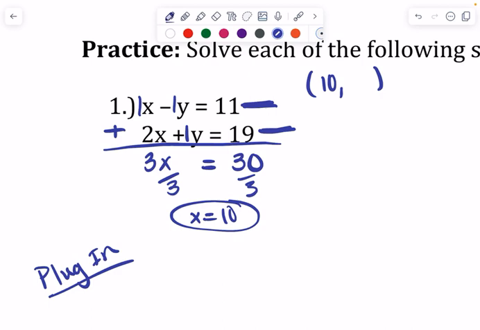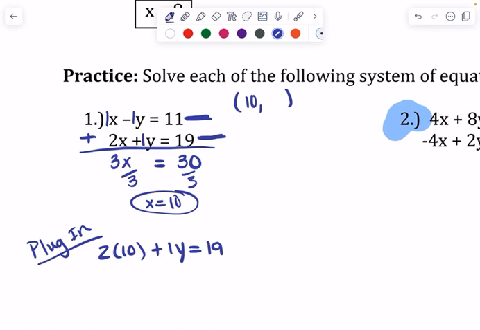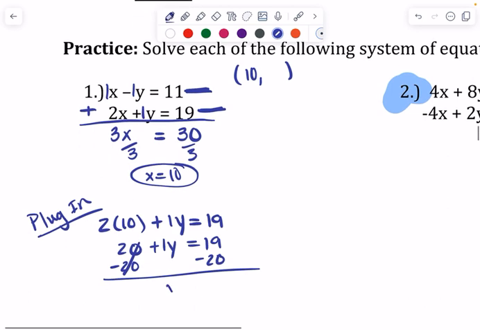So I'm going to pick the second equation. 2x plus 1y equals 19. So 2 times 10 plus 1y equals 19. And then just go about solving it. So 2 times 10 is 20. Plus 1y equals 19. Subtract your 20. Get y equals negative 1.